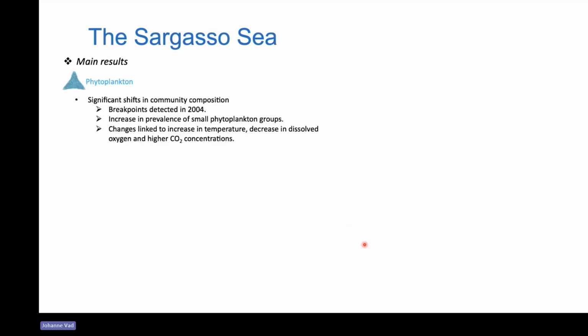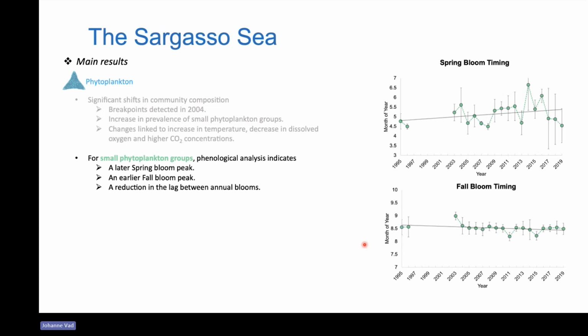I want to show you some main results and hopefully give you an idea of what other types of analysis you can run with temporal data. I did look at shifts in community composition the same way that I did for the Scotian Slope. We did see an increase in the prevalence of small phytoplankton groups that we could directly link to changes in temperature, dissolved oxygen, and CO2 concentrations. But today I really want to focus on changes in the phenology of these time series.